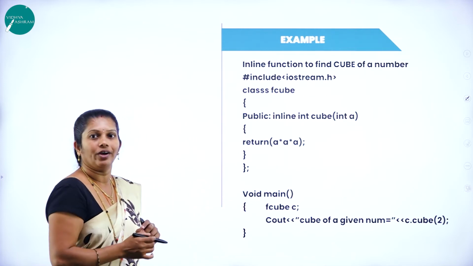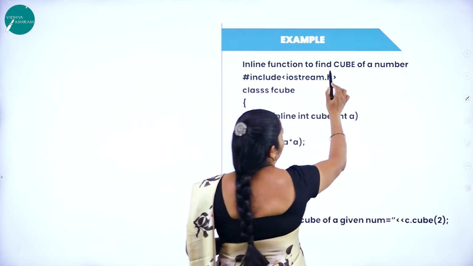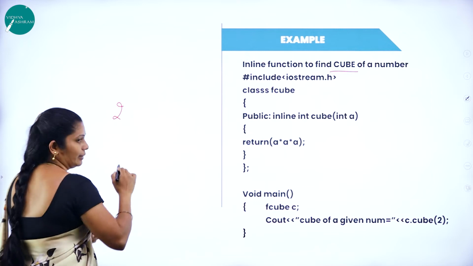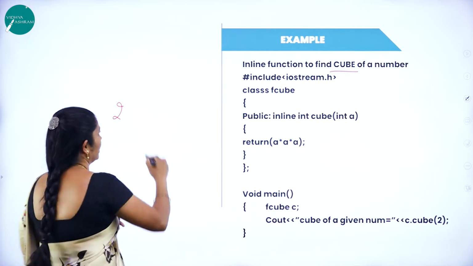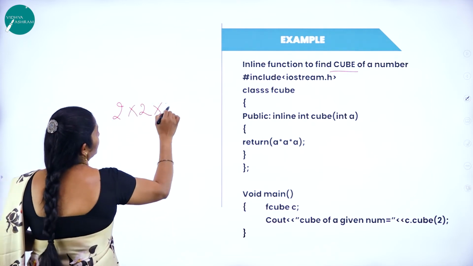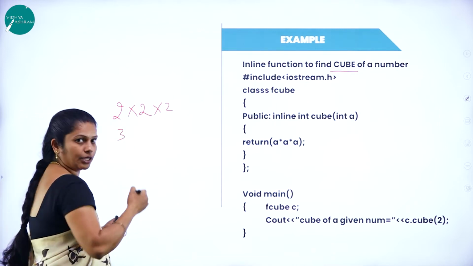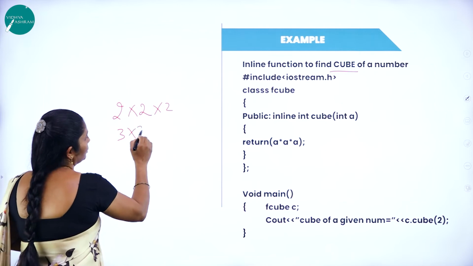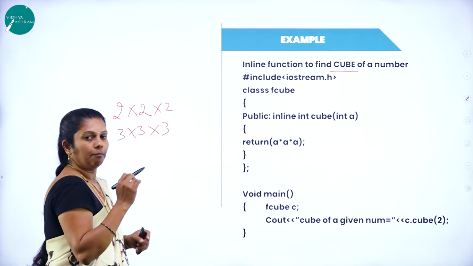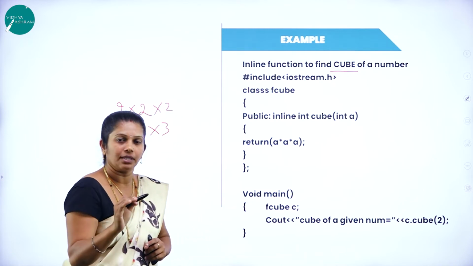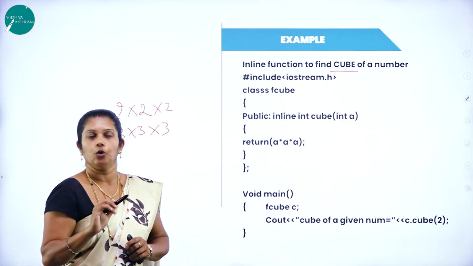Consider I want to find a cube of a given number. What do you mean by cube? For example, if I give 2, then I want to generate the result 2 into 2 into 2, the cube of a given number. If I give 3, then the cube of a given number is 3 into 3 into 3. My agenda is to find the cube of a given number, whichever number we want.